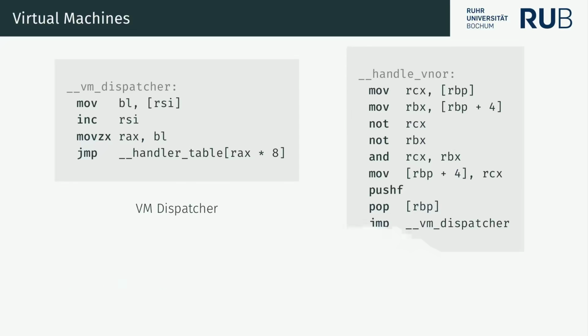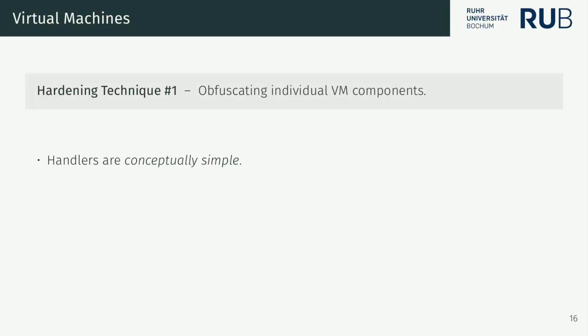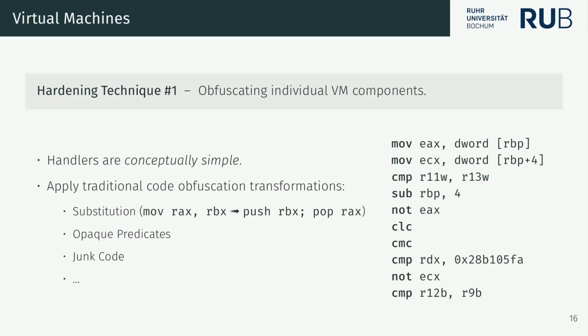How do we harden this whole concept? For one, obviously, as we've seen, the handlers are simple. There are only a few instructions and they are easily understood. What we can do here is apply traditional code obfuscation transformations to make analysis of them harder, like substituting operations, inserting opaque predicates, inserting junk code, and so on. So on the right, you see a slightly more complex assembly listing than before.